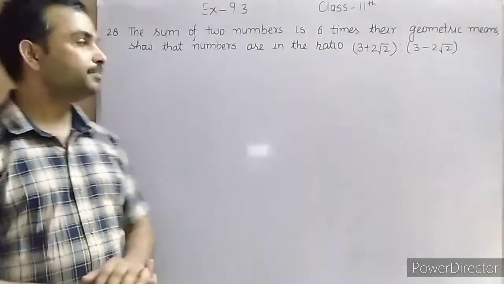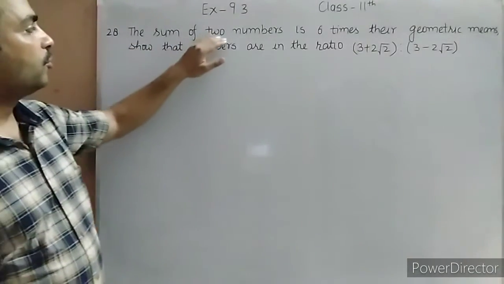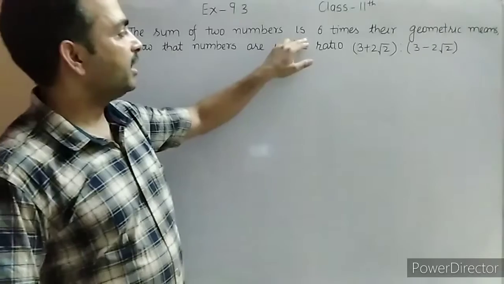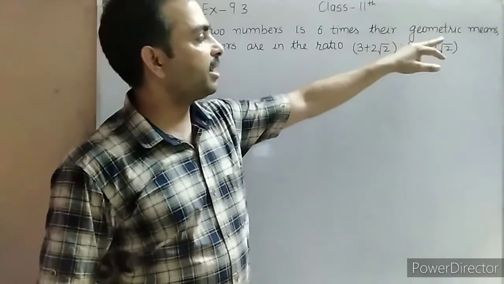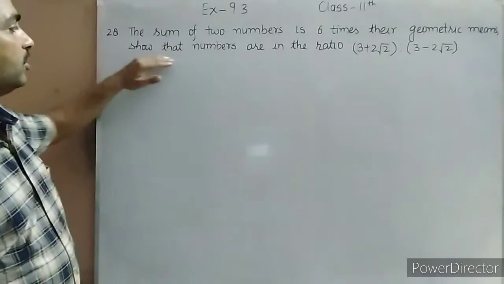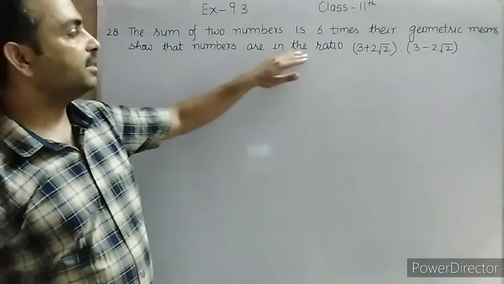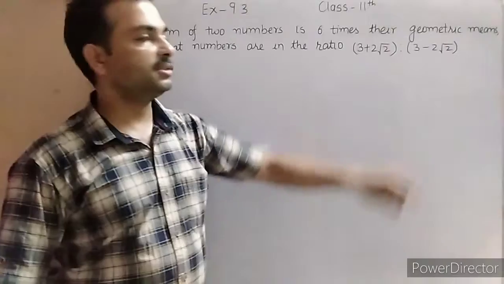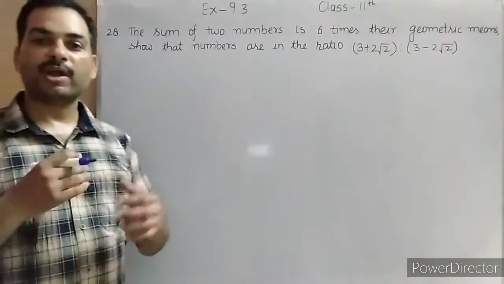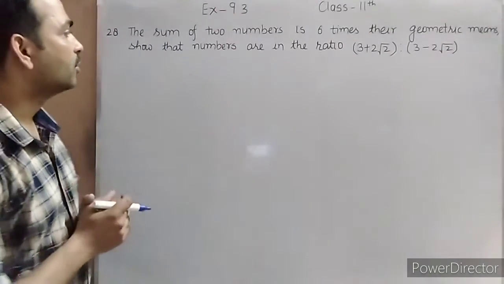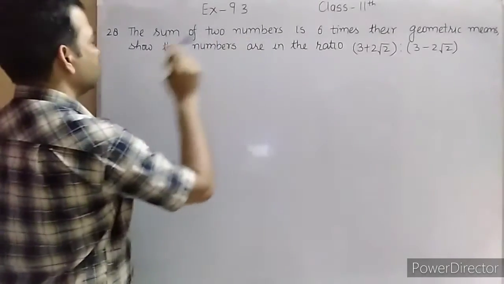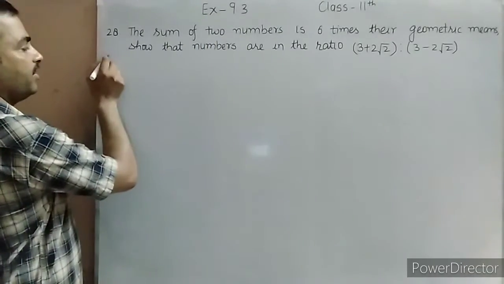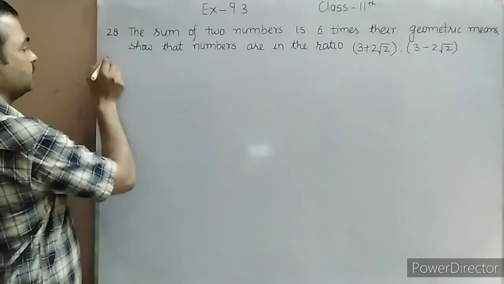Now one more question. The sum of two numbers is 6 times their geometric mean. Show that the numbers are in the ratio 3+2√2 : 3−2√2. How can we solve this problem? First of all, we assume two numbers. Its solution.